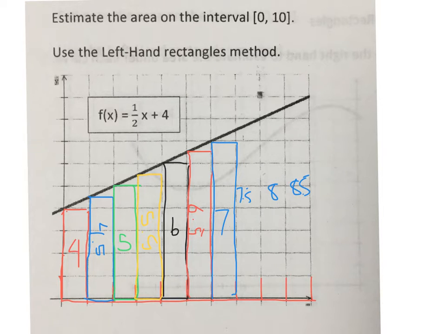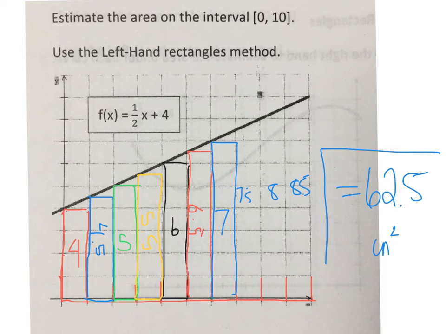So if I add all these up, 4 and 4.5 and 5 and 5.5 and 6 and 6.5 and 7 and 7.5 and 8 and 8.5, I get an estimated area of 62.5 square units would be the estimation of the area underneath this nice line.